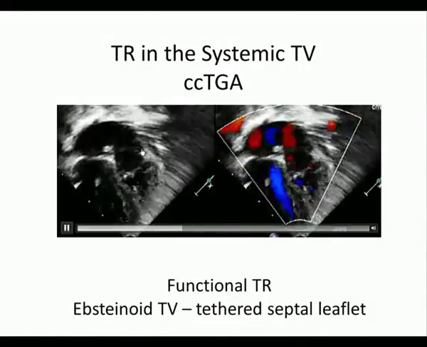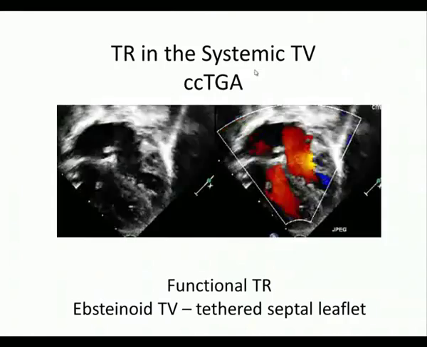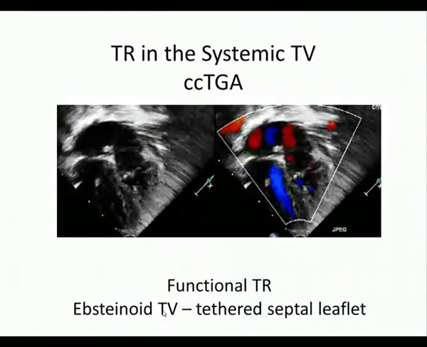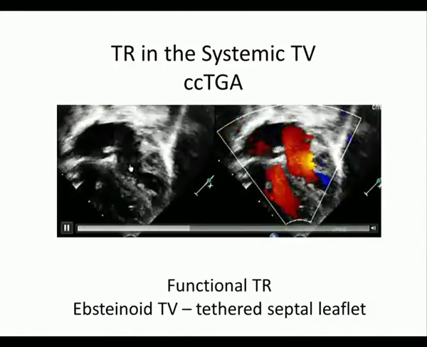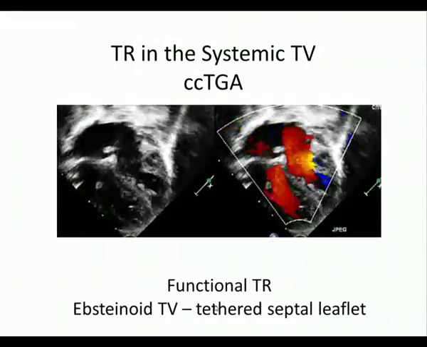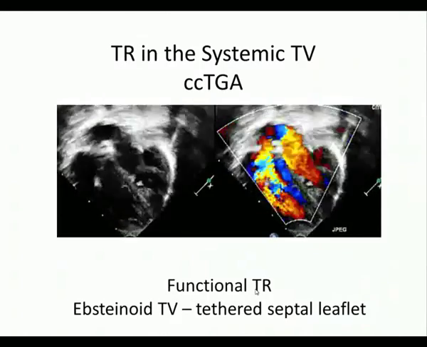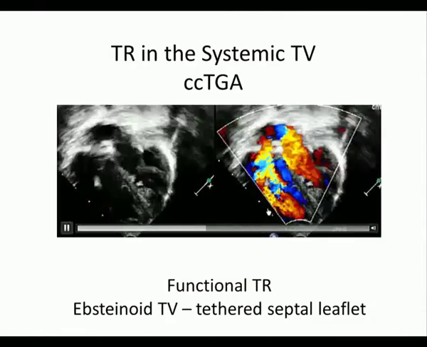We call this Epsteinoid deficiency, but it really is just tethered septal leaflet. And this is one of the major causes. So we can see in a tricuspid valve that's in the systemic position either this Epsteinoid tricuspid valve, of which I'm showing an example, or just as equally frequent, we can see functional TR in those patients. And so the same approach of repair rather than replacement should be undertaken for these patients.